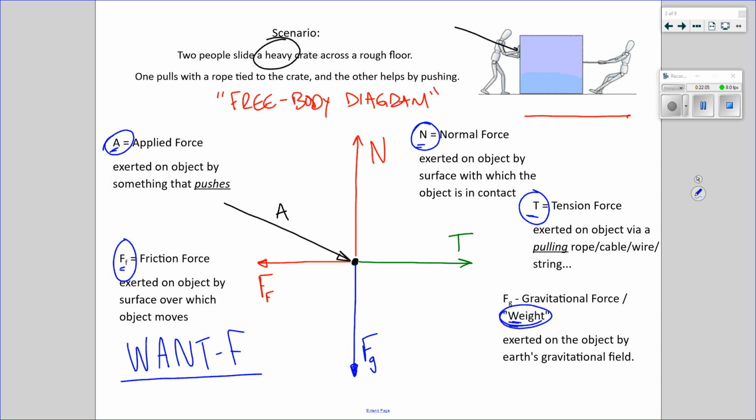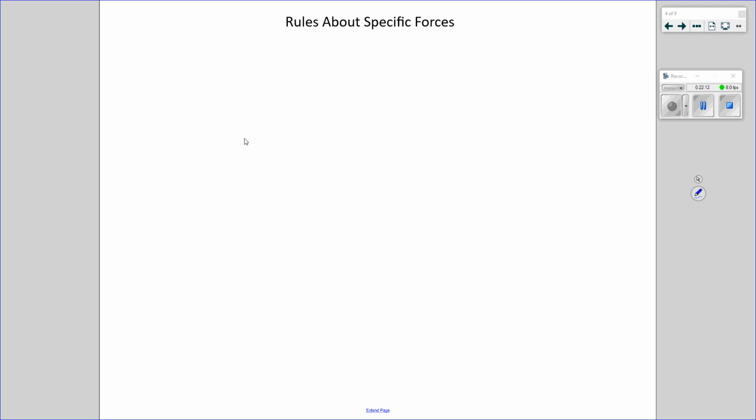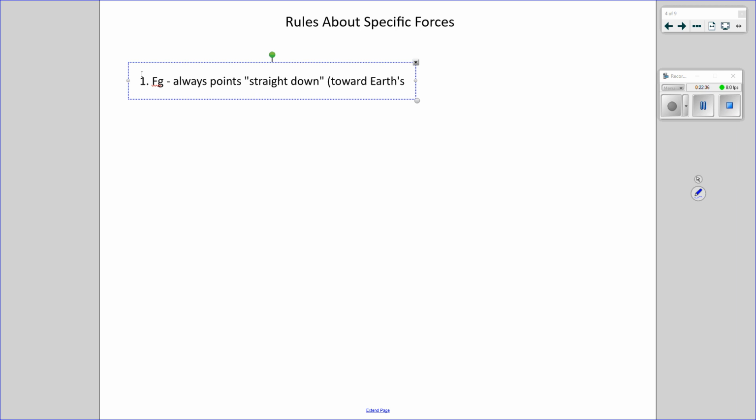Now, there are some rules for different forces. Rule one: F_G always points straight down. And by straight down, we mean toward Earth's center. That's one.